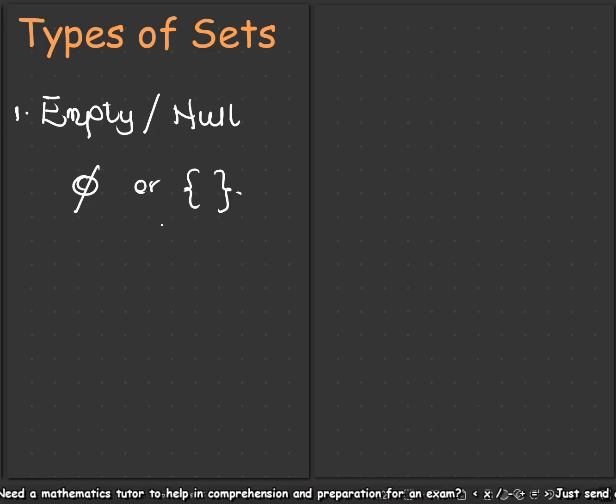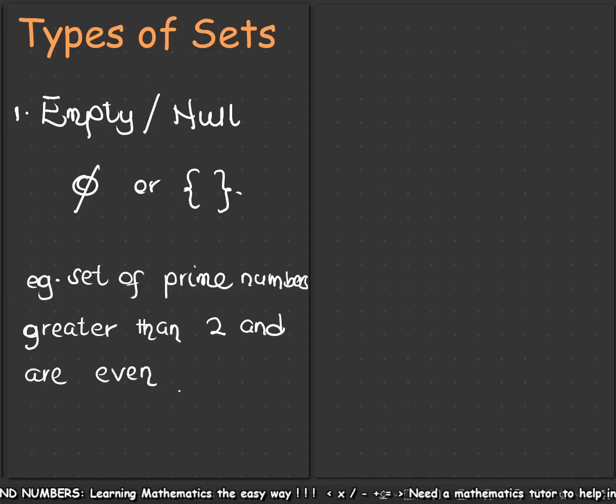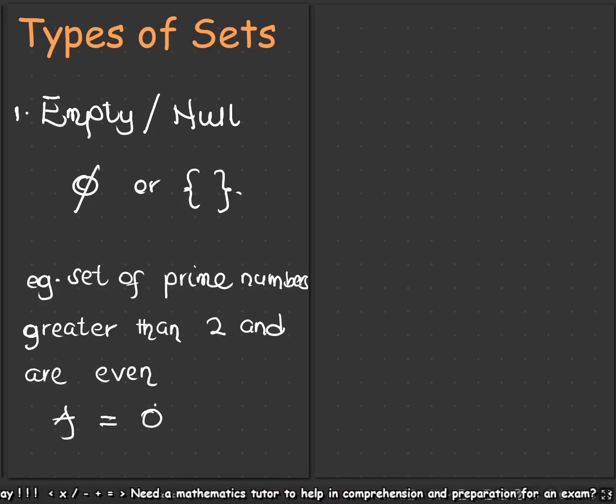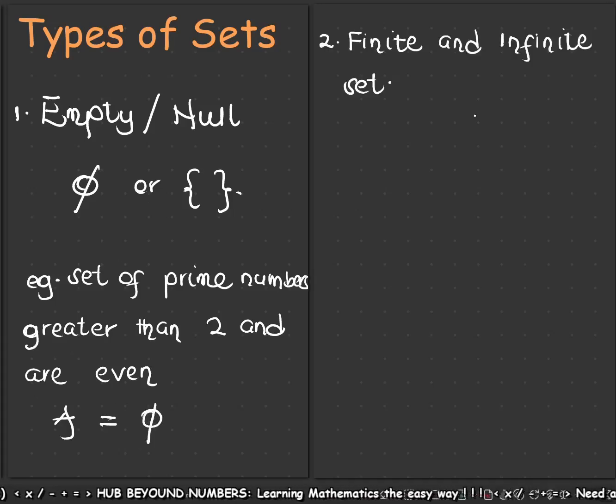A typical example of this is the set of, let me say, prime numbers that are greater than 2 and are even. There is definitely no prime number that is greater than 2 and is even, you see. So if you are going to let this set be set A, then set A is actually a null set. So that is it. The next types of sets we'll be looking at are finite sets and infinite sets.